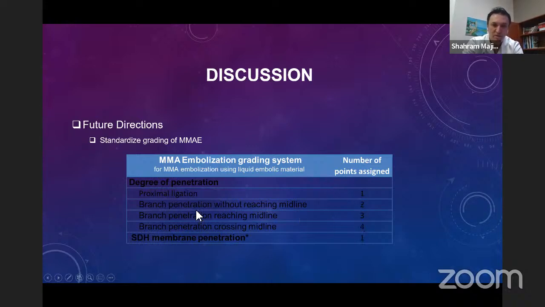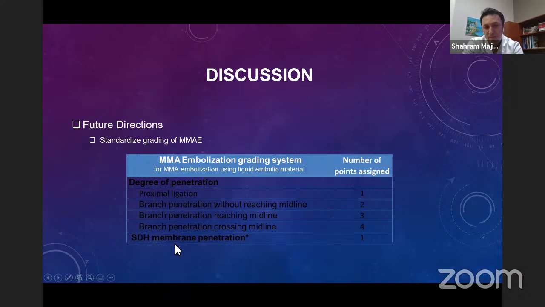Grade 1 is when there is just a proximal ligation of the proximal trunk of the middle meningeal artery, similar to what we can achieve using coils. Grade 2 is when branch penetration occurs without reaching the midline. Grade 3 is when there is branch penetration with the embolic material, and the embolic material also reaches the midline. Grade 4 is when embolic material crosses the midline to the contralateral side. So this is 1 to 4.